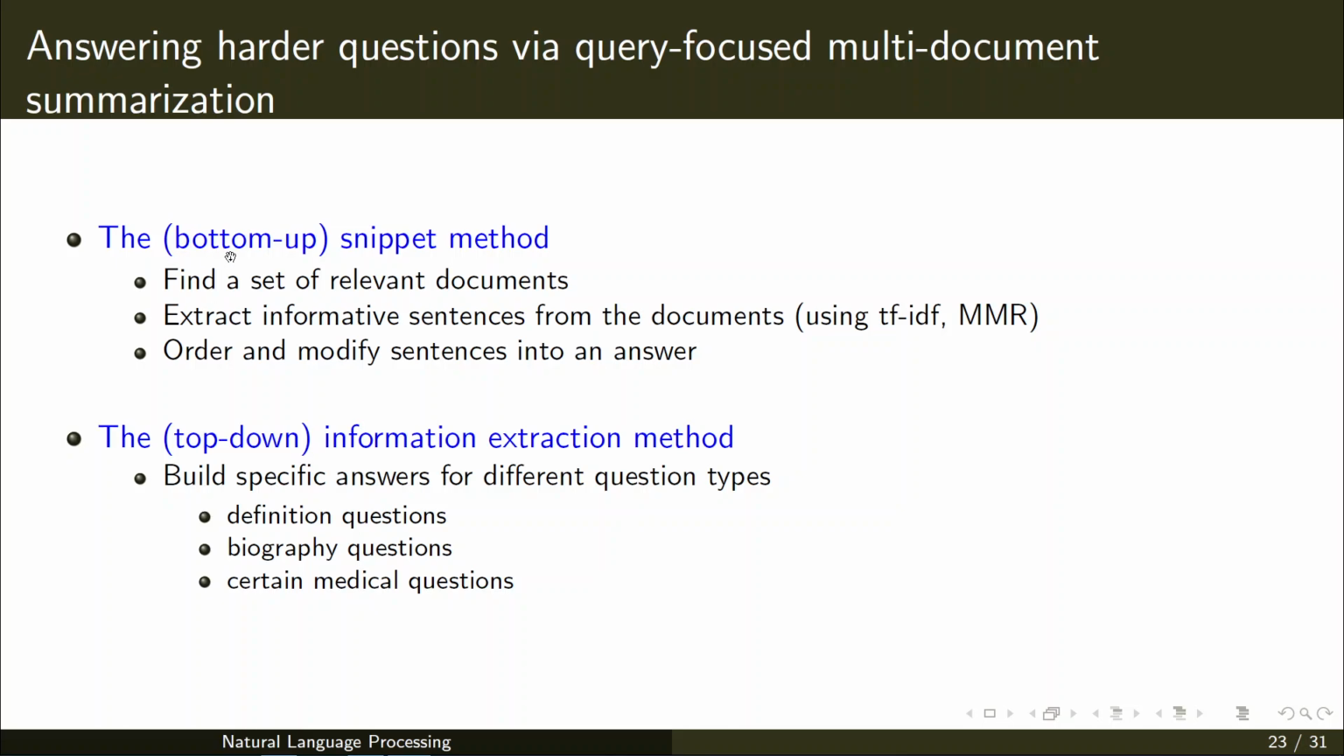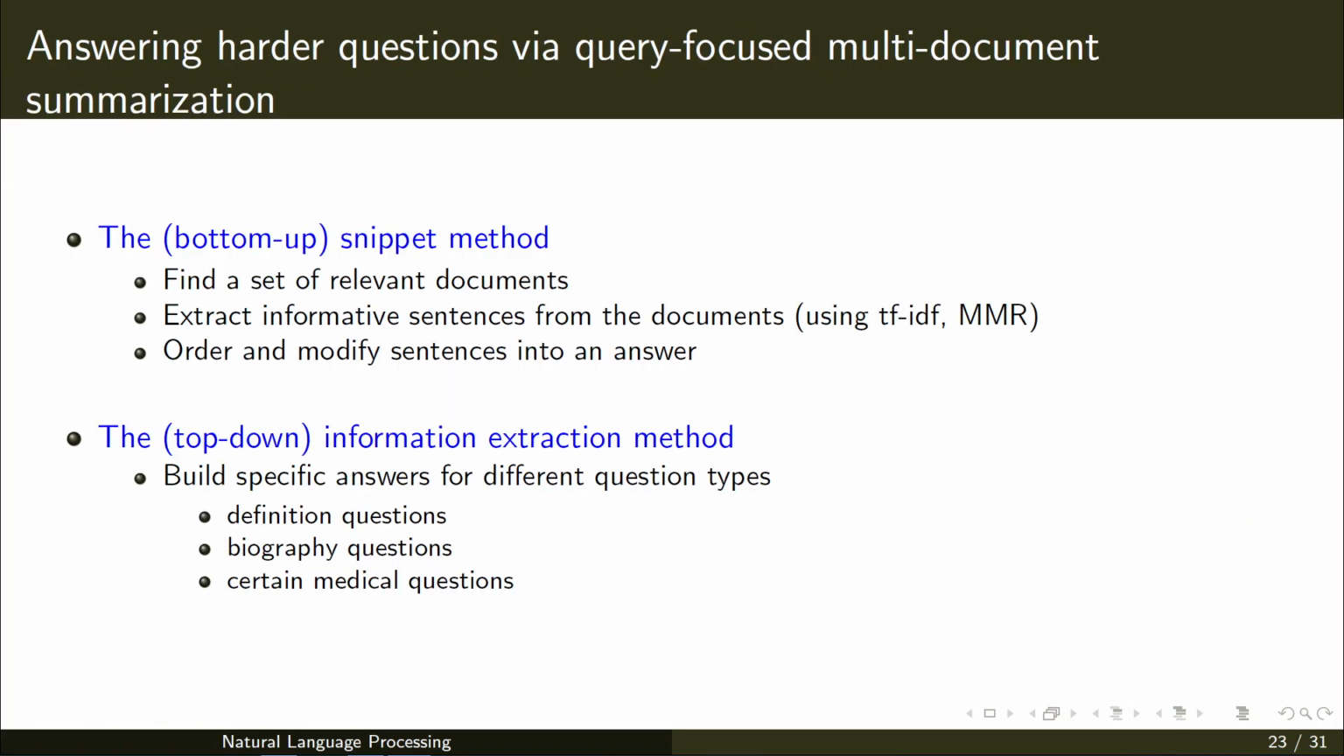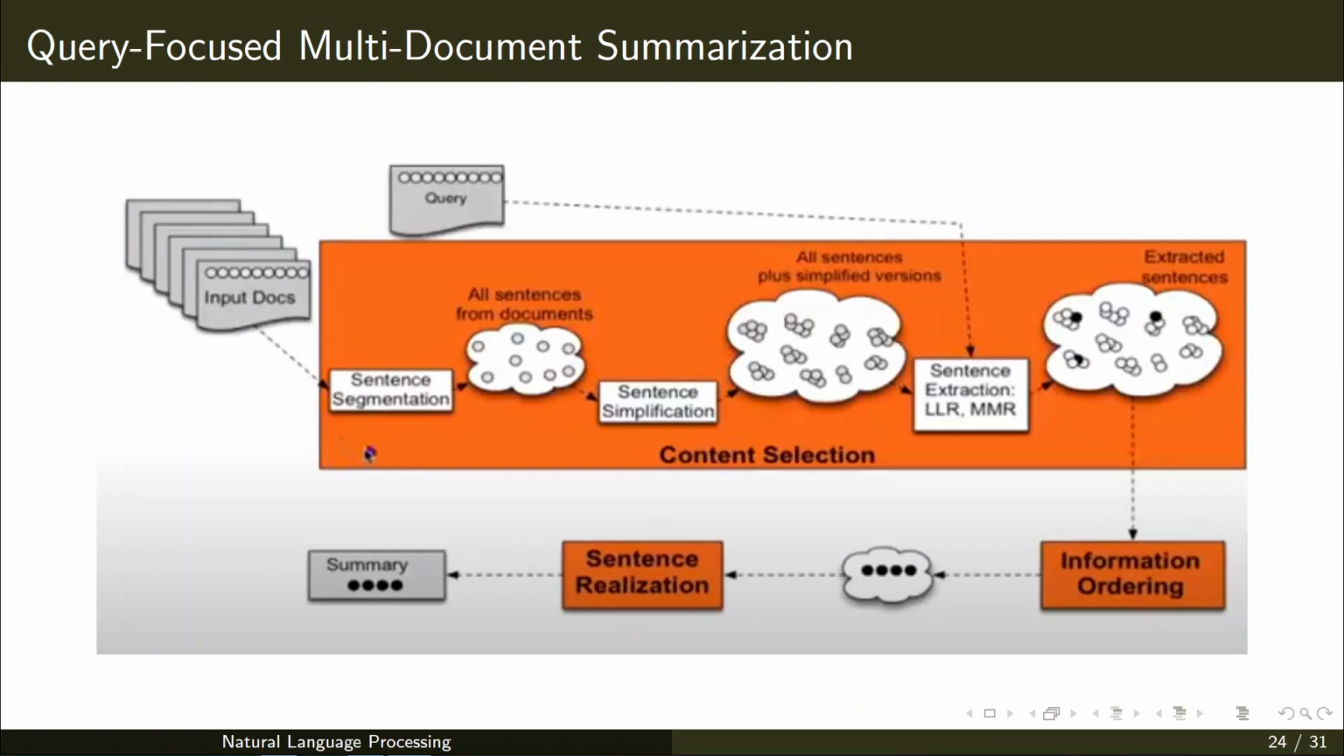First we will see the bottom-up method, or the snippet method. The snippet method does like this: find a set of relevant documents, then extract the informative sentences, maybe based on TF-IDF or MMR, etc., and order, reorder or modify the sentences to get the answer. So this is the flow chart that represents the bottom-up or snippet method.